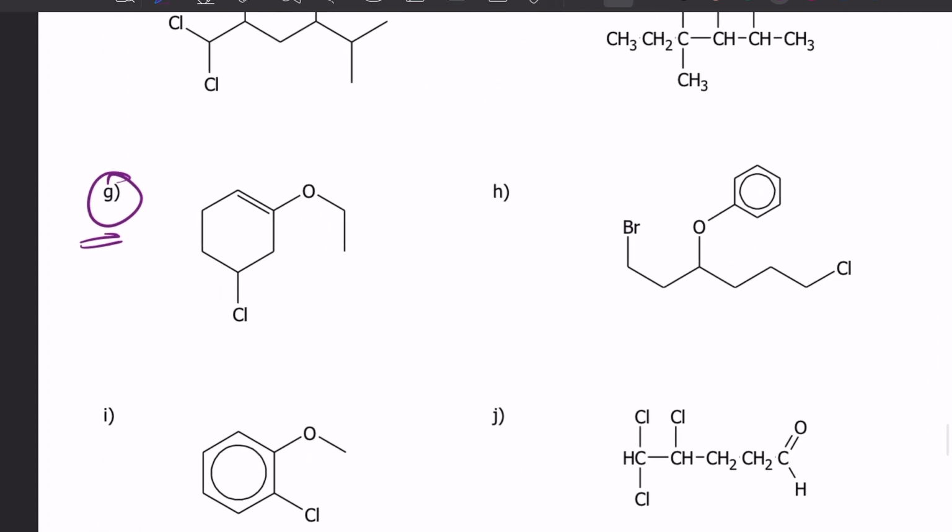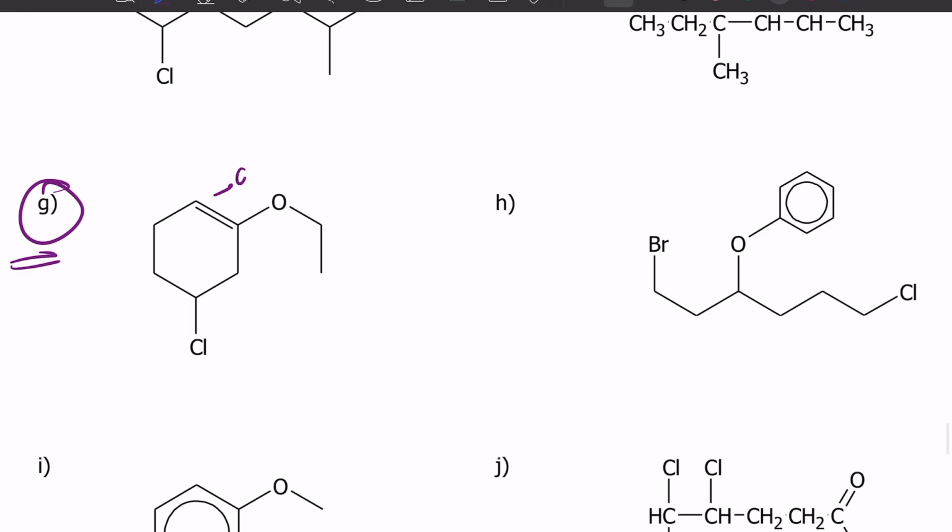Let's look at practice 4, part G possibly. So identify your various functional groups present here. There is a double bond. This is an ether, ethoxy, and a chlorine. So double bond is the most important. The others are in alpha order. Let's try to use the first point of difference for the others.